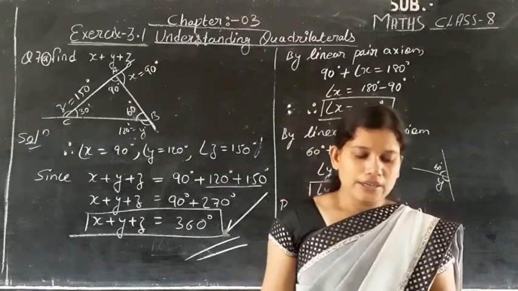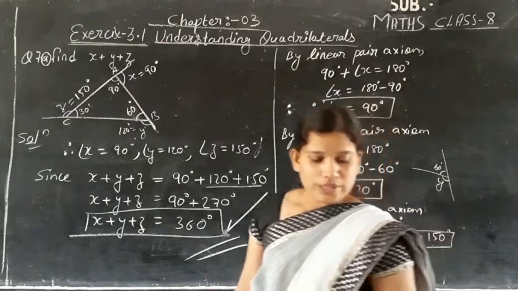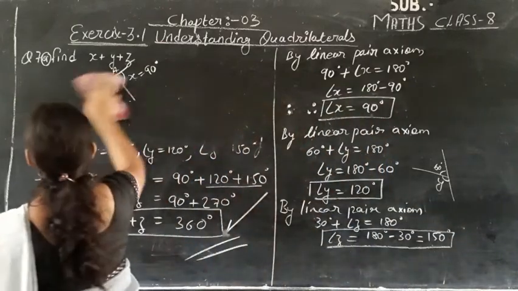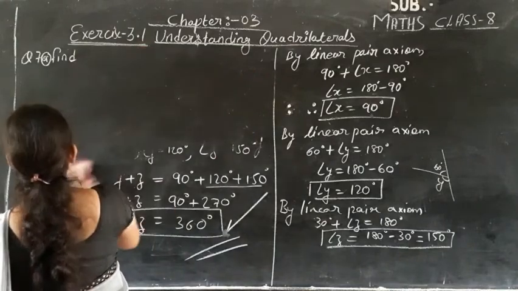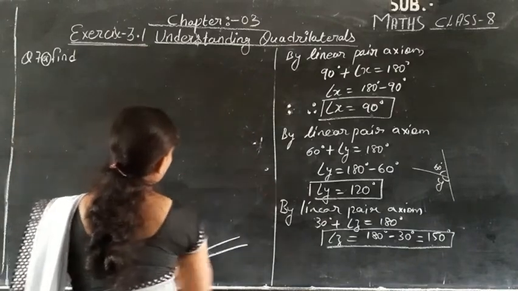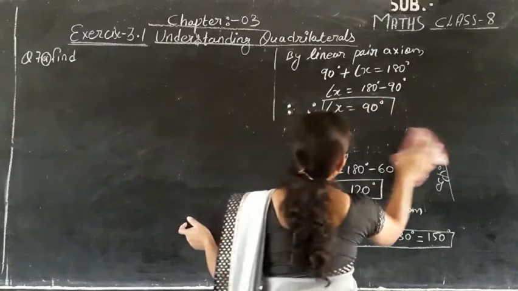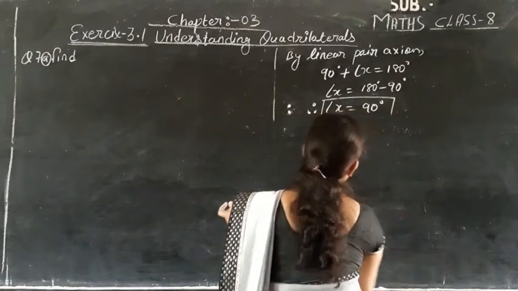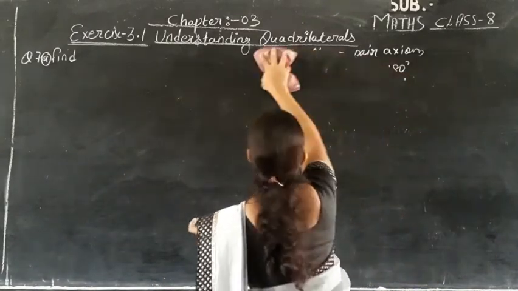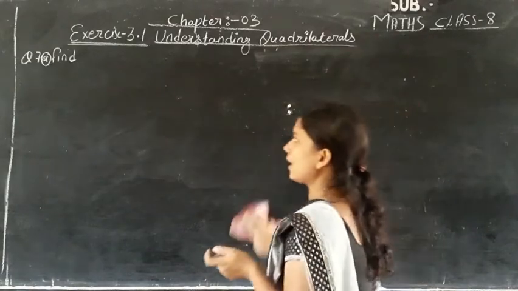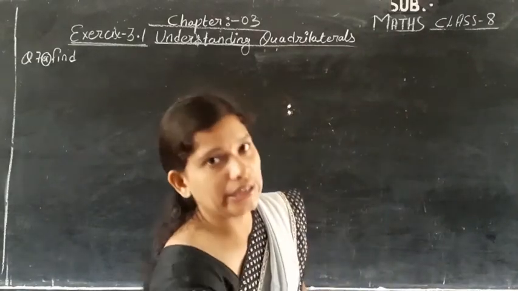Now the next part of the 7th question. What does the next part of the 7th question say? It is the same as question number 7, A part. Right now we did question number 7 A part for the triangle. Now we will do question number 7 B part, which is talking about the quadrilateral.